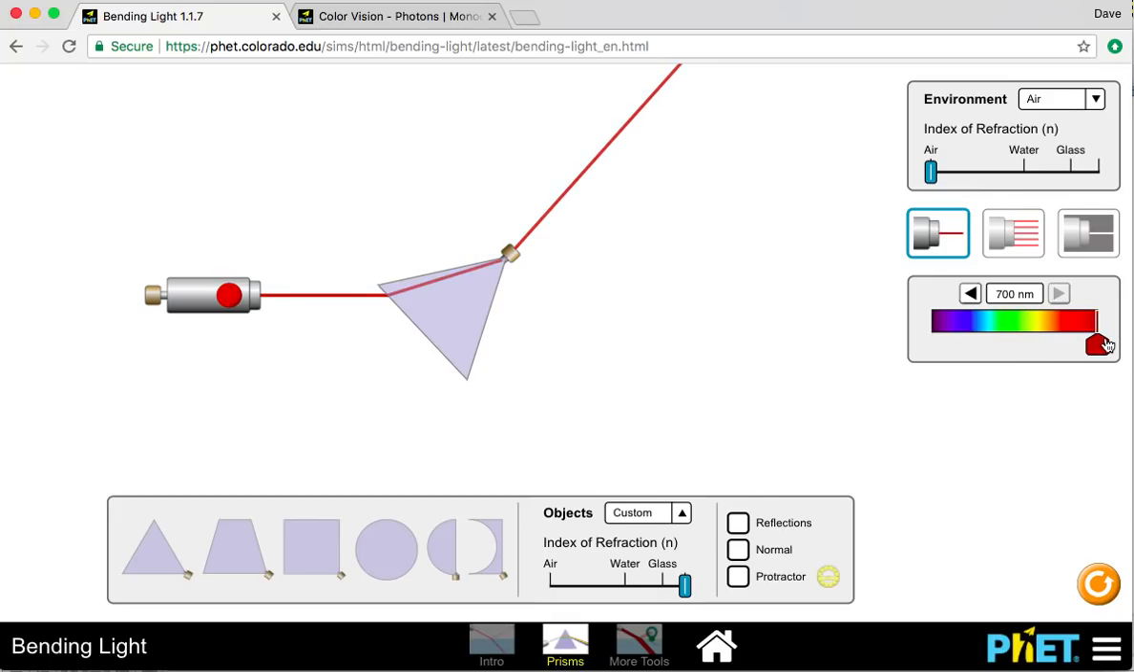Let's see, if this is 700, this is 380, so what would be right in between? Let's just say about 530. That looks about the center. Maybe 540. So really all I want you to do is make kind of like a diagram, this is what you talked about in your do now yesterday.